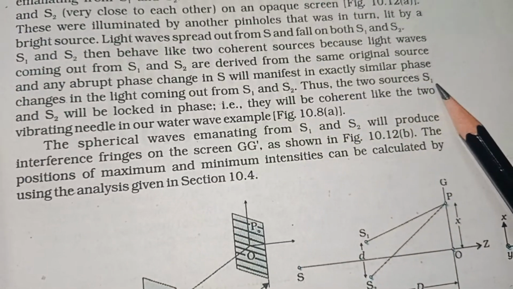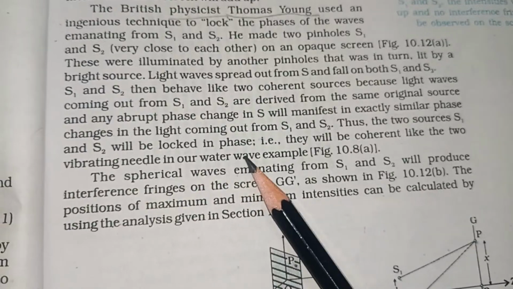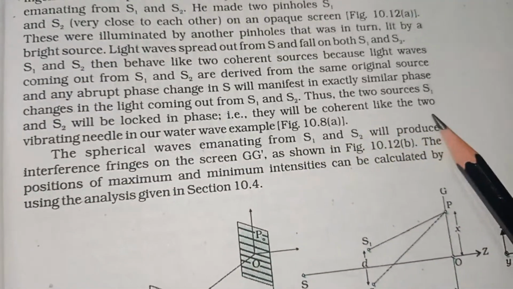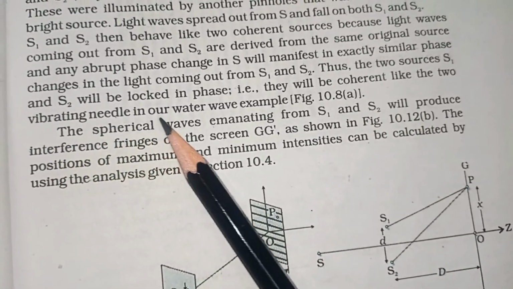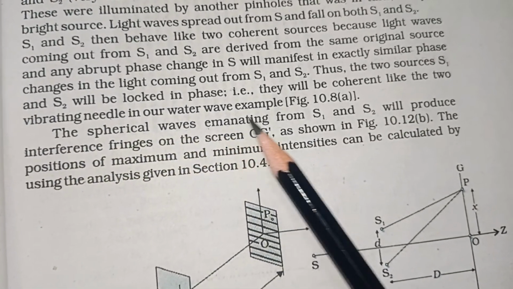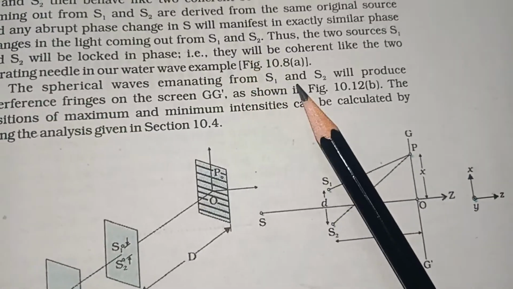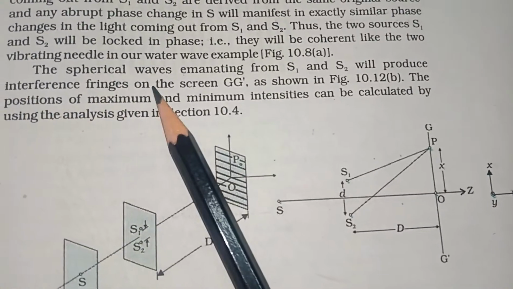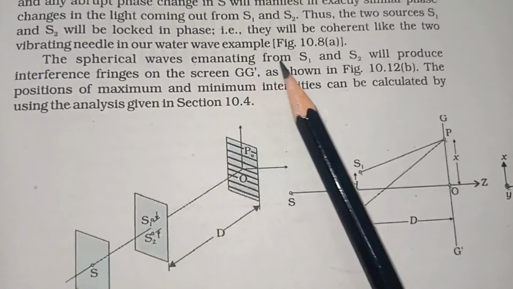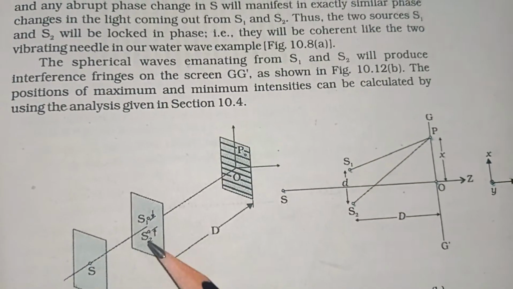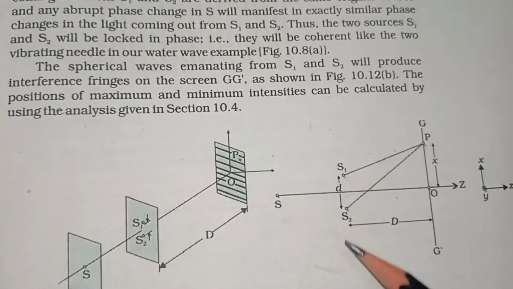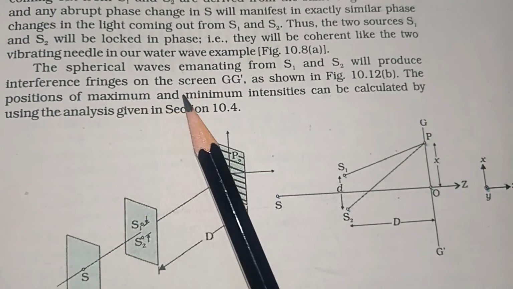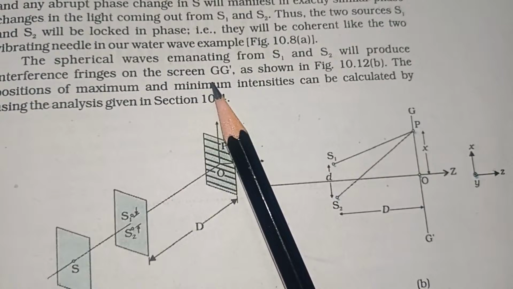Thus, the two sources S1 and S2 will be locked in phase, that is, they will be coherent, like the two vibrating needles in our water wave example 10.8 we have seen. The spherical waves emanating from S1 and S2 will produce interference fringes on the screen G dash.